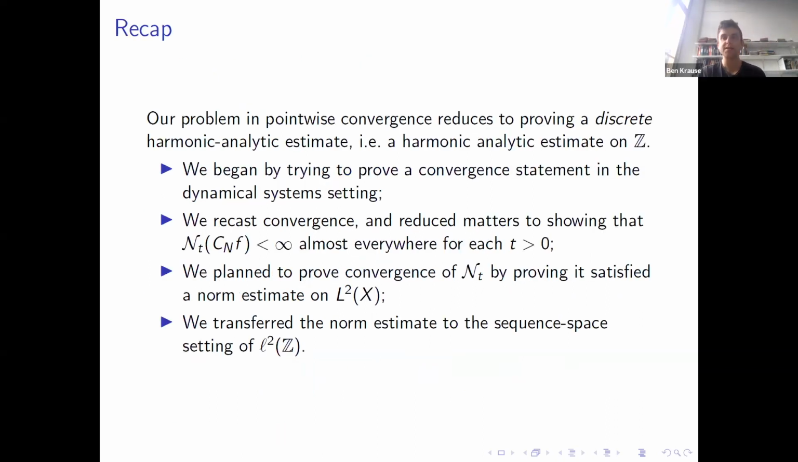So just to summarize, this is all stuff that Bourgain came up with. We started with a problem in pointwise convergence and reduced it to a problem involving proving an estimate for harmonic analytic operators over Z. So to get there, we tried to prove a pointwise convergence statement. We recast it and reduced matters to showing that a certain jump counting function converged. We planned to show that it converged by proving a norm estimate, and we transferred this norm estimate to the sequence space setting. So the upshot of all of this is that to prove a pointwise convergence result in dynamical systems, it's enough to prove a norm estimate in the sequence space setting of L2 of the integers.